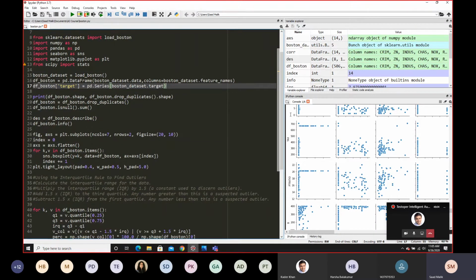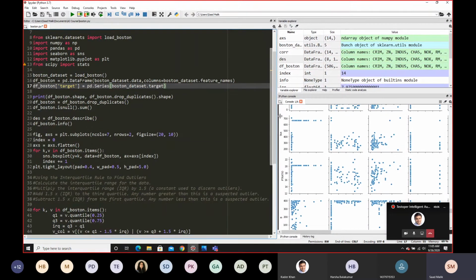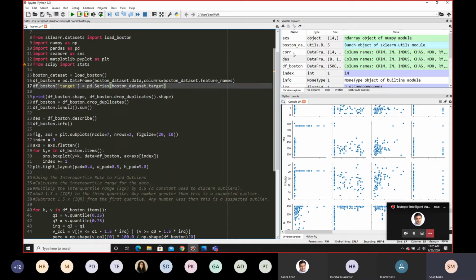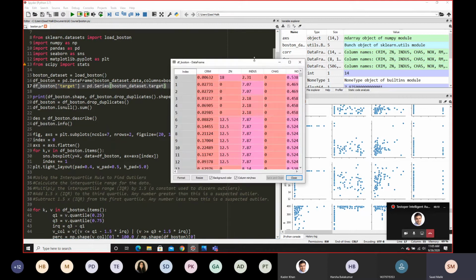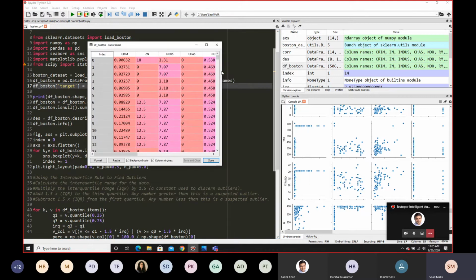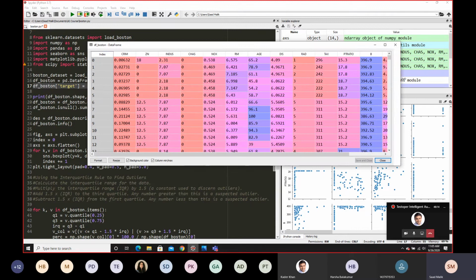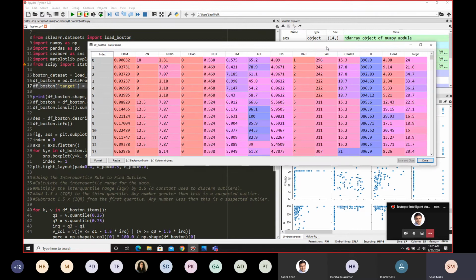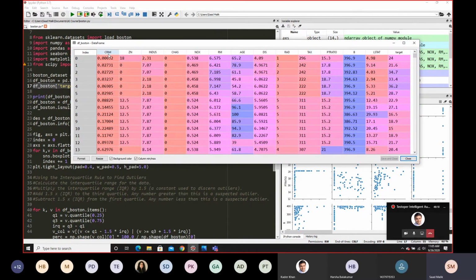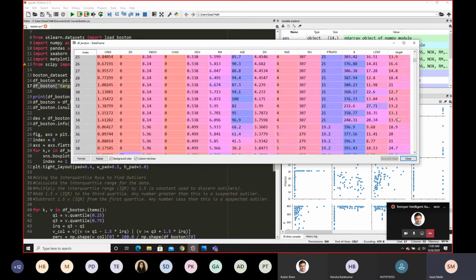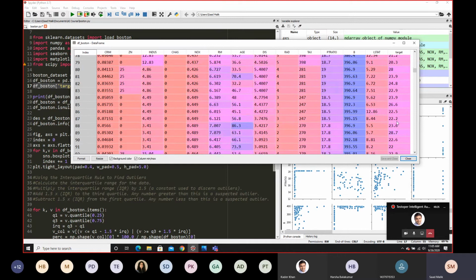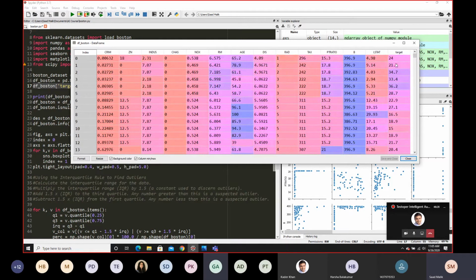The reason I'm using Spyder for this analysis is because I want to show you the actual data set, which looks something like this. You have crime, you have all these other independent variables, and then you have the target, which is the price of each house. And this is obviously in tens of thousands.